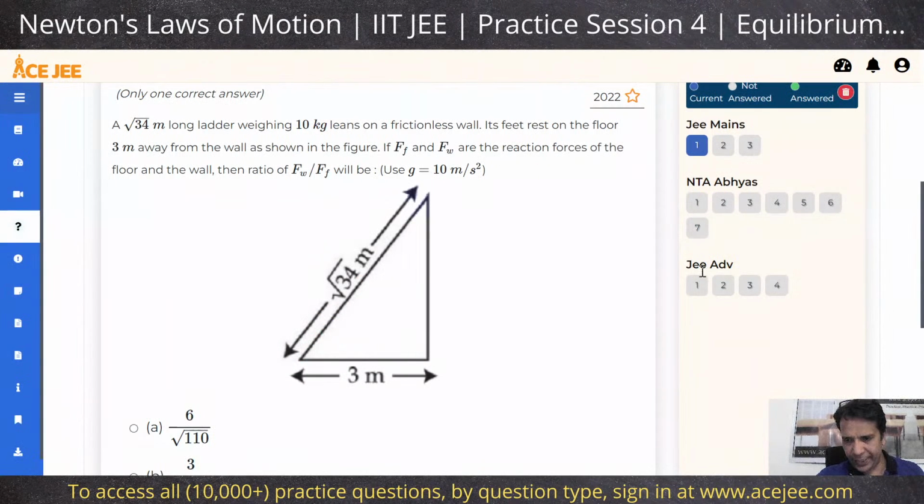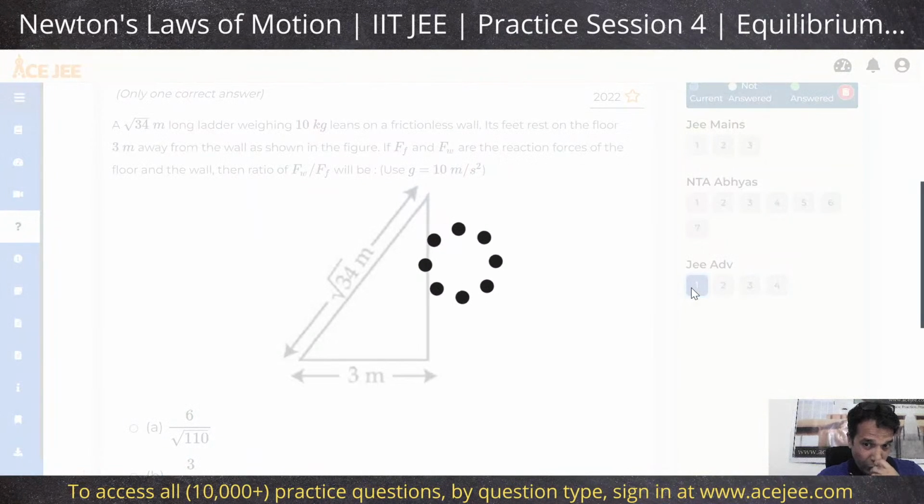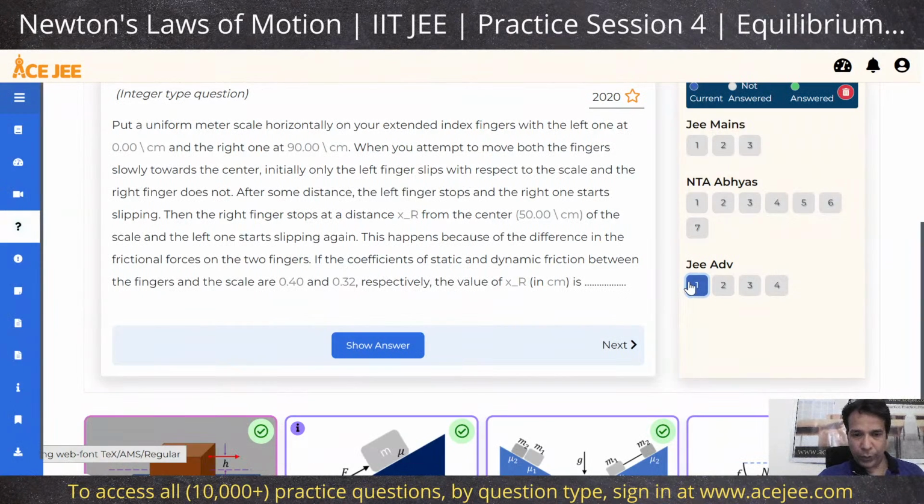Let's do one NT Abhyas or one JEE Advanced. Let's see what do we have in JEE Advanced. 2020 question. Let's do this one.